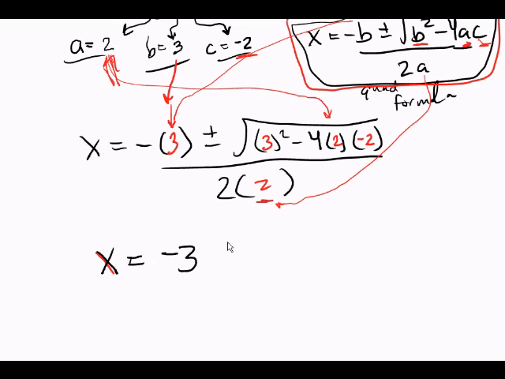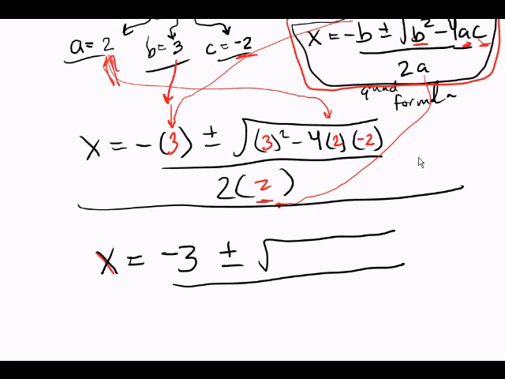Yes. There you go. Oh, okay. All right, so we have the negative 3 in front. On the bottom, we have 2 times 2, which is 4. I'm putting that in here.